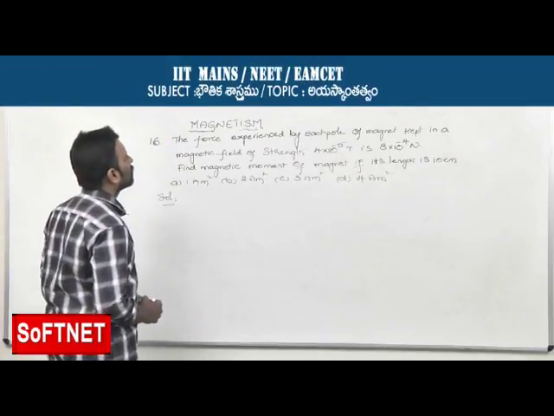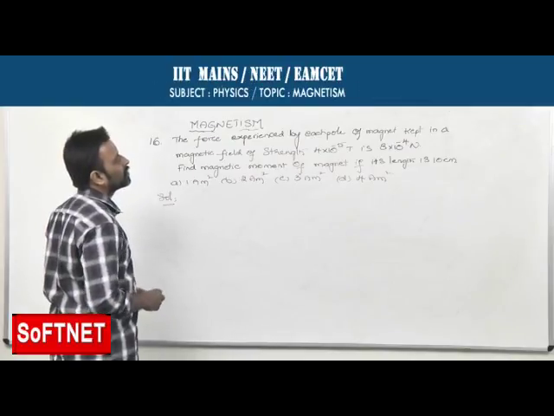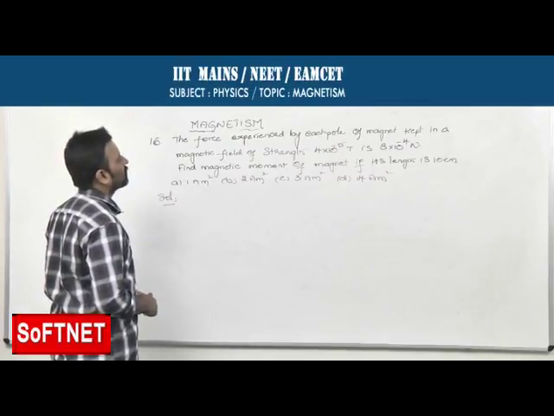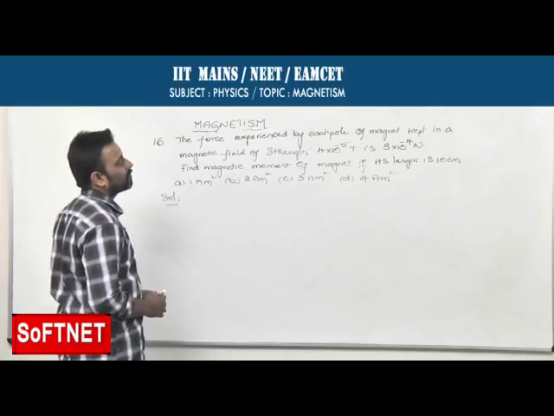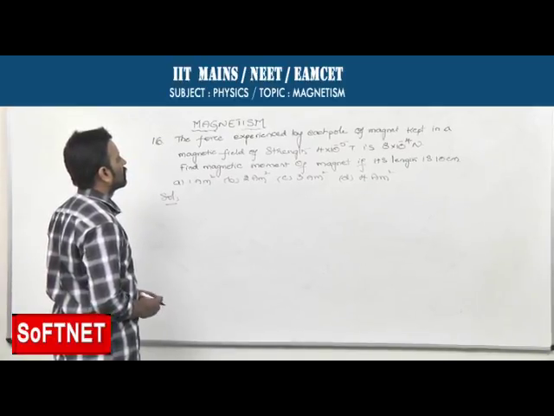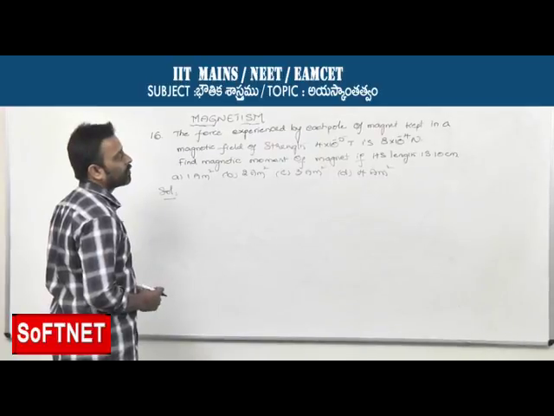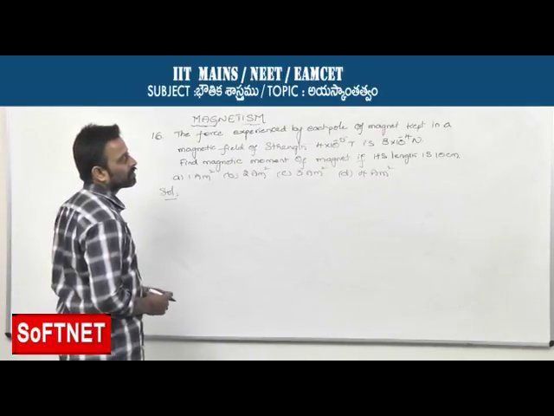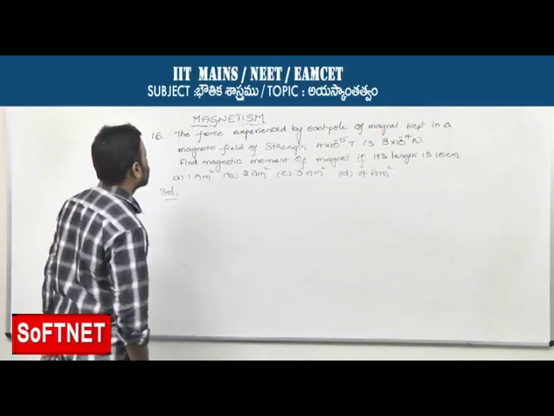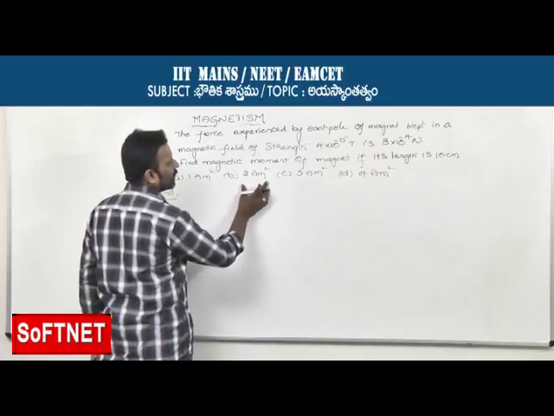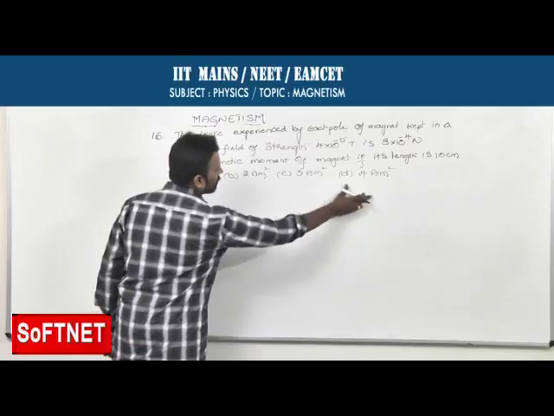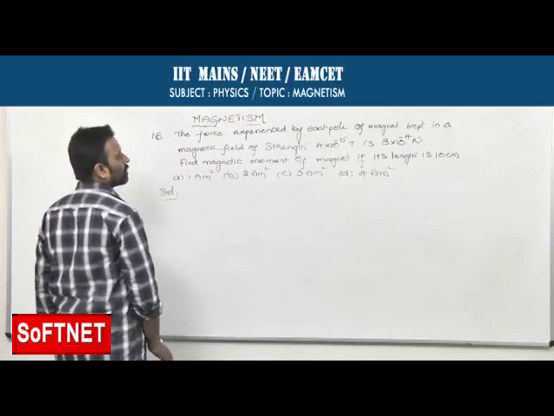16th one. The force experienced by each pole of a magnet kept in a magnetic field of strength 4 10 power minus 5 Tesla is 8 10 power minus 4 newtons. Find the magnetic moment of the magnet if its length is 10 centimeters. The given options are 1 ampere meter square, 2 ampere meter square, 3 ampere meter square and 4 ampere meter square.